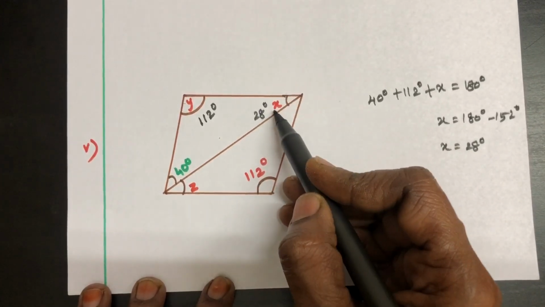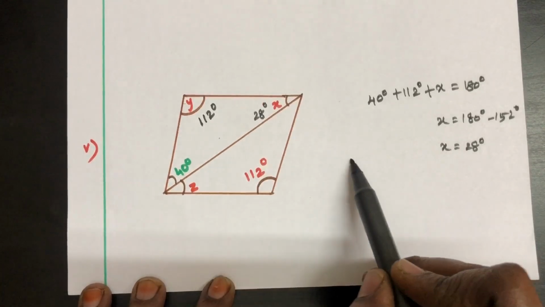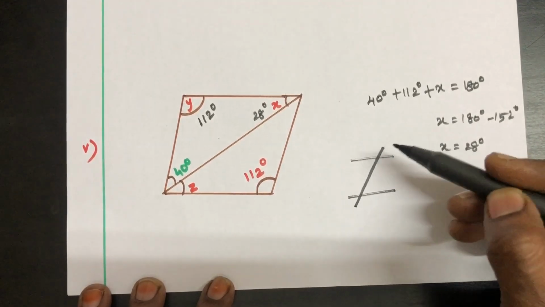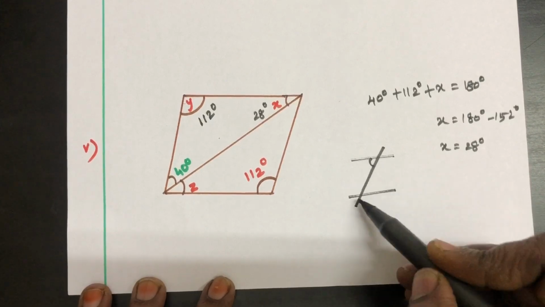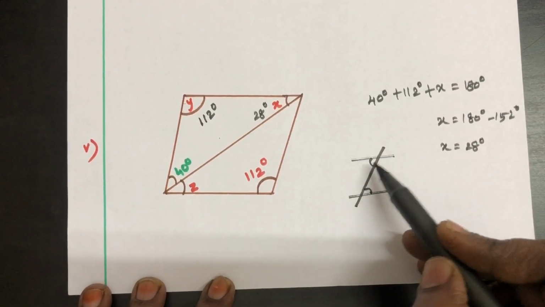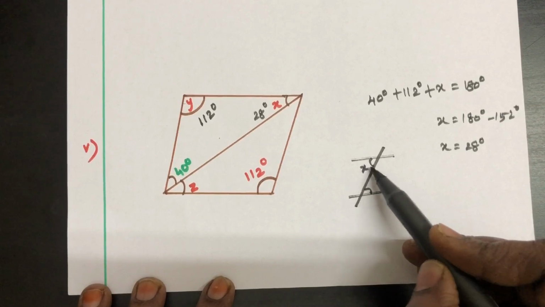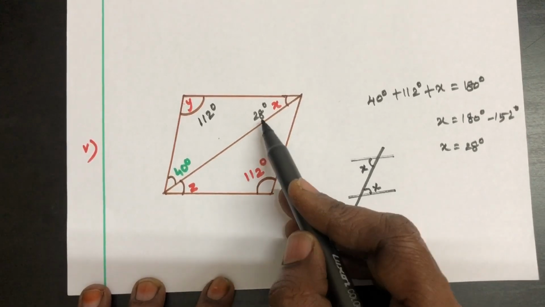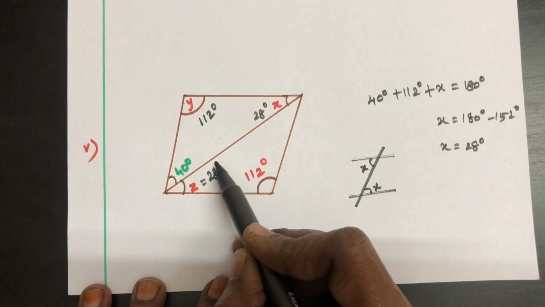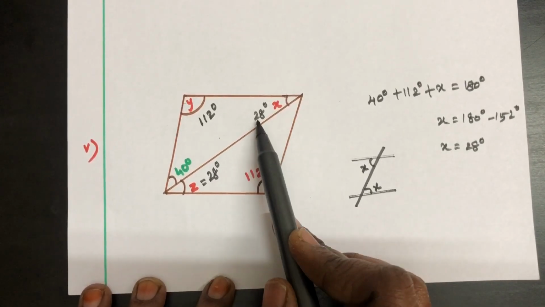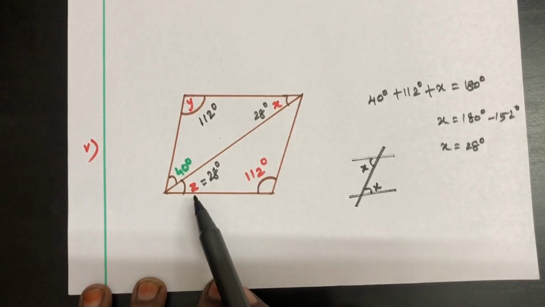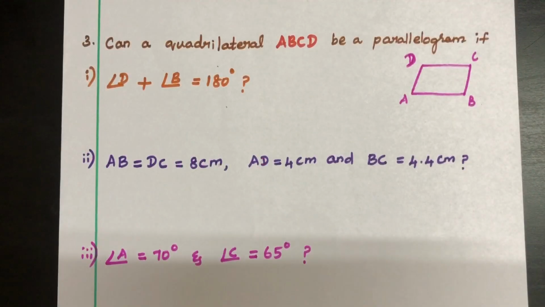If this is 28 degree, see, two parallel lines and a line passes through, this is called alternate interior angles, right? These must be equal. If this is X, this is also X. So if it is 28 degree, this Z value is also 28 degree. So X equal to 28 degree, Y equal to 112 degree and Z equal to 28 degree. That's all. Easy, right?